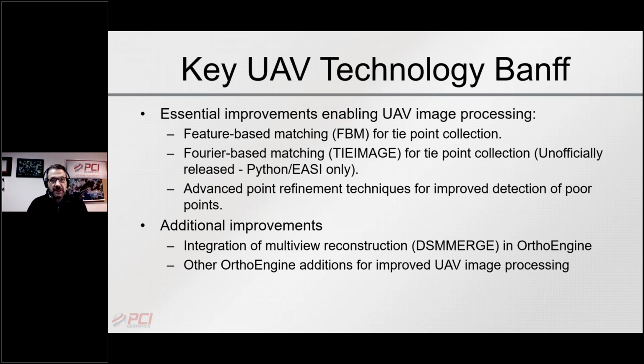I've mentioned this already, but we have some other things. We have our feature-based matching, which I talked about. We have another algorithm, which is going to be soon available in a point release. We released in November 2019, and we have a point release coming up probably within the next 6 weeks or so. That point release is going to have the tie image functionality, which is a different point collection algorithm, which is quite good as well to converge on a model much more rapidly.